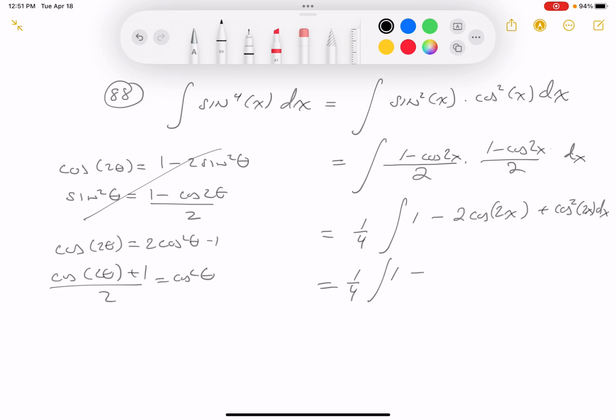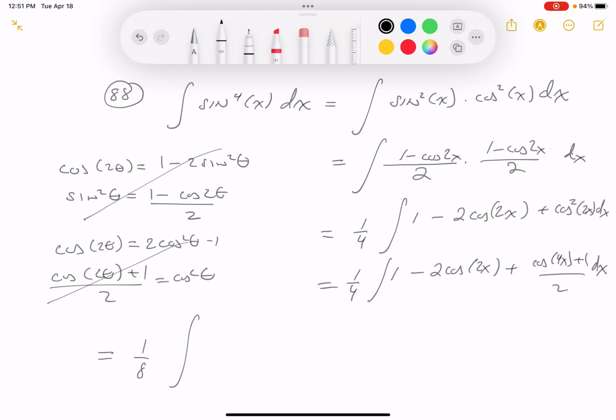You get 1 minus 2 cosine 2x. Gotta be careful now. And that's cosine squared of 2x, so that's going to be cosine 4x, let's see, plus 1 over 2 dx. I'm going to factor a 2 out. I get 1/8.